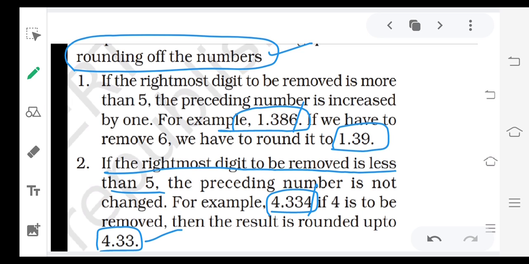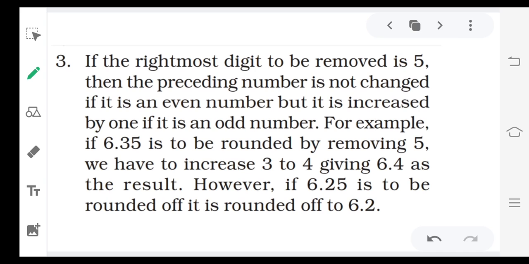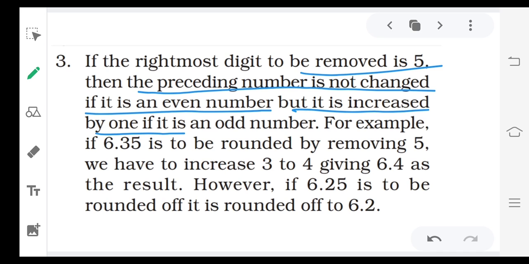Next, if it is more, we have to increase the preceding number. If it is less, no need to change the preceding number. If it is exactly 5, if the rightmost digit to be removed is 5, then what is the condition? Then the condition is the preceding number is not changed if it is an even number. The preceding number is even means no need to change, but it is increased by 1 if it is an odd number.